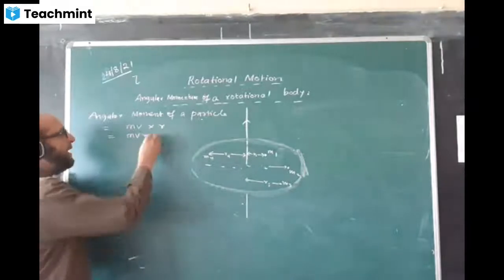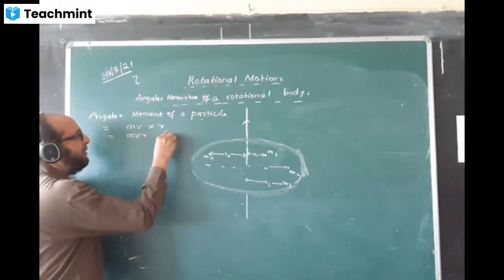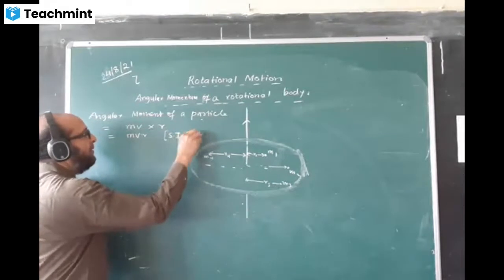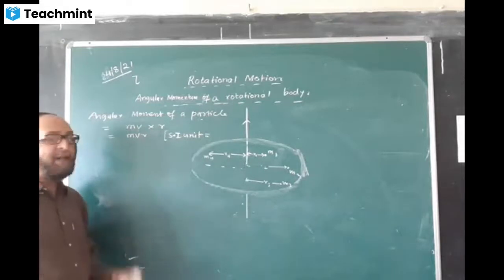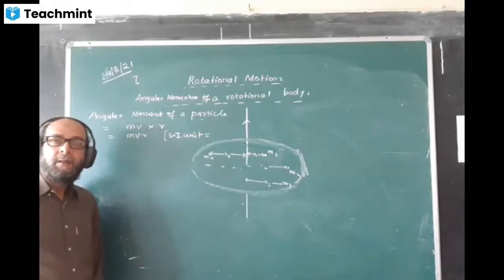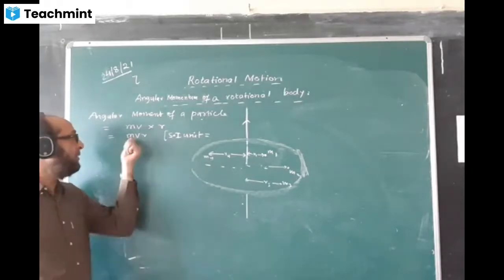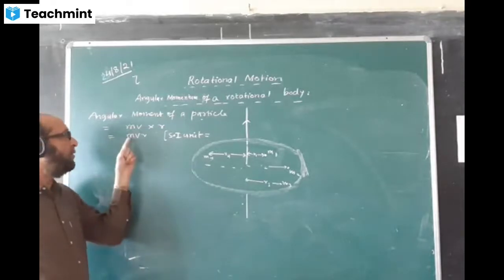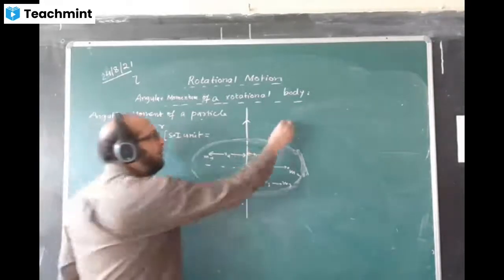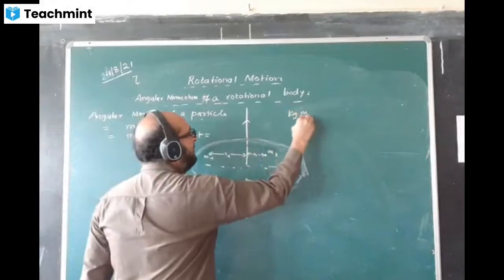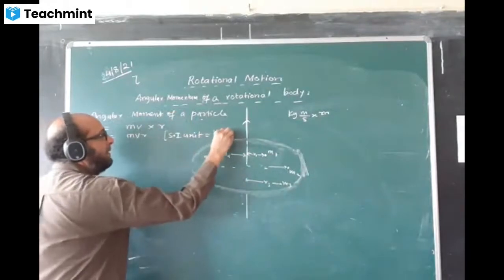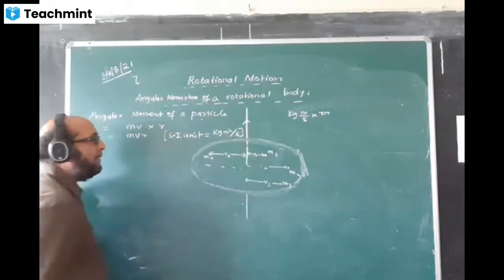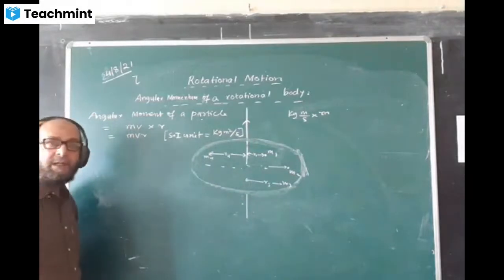So, what can be the SI unit? You can write here within brackets, SI unit. What is the SI unit of angular momentum? From this equation, mvr, you can check and tell me. Mass is in kg, velocity is meter per second, and distance is meter. So kg meter square per second is the SI unit.